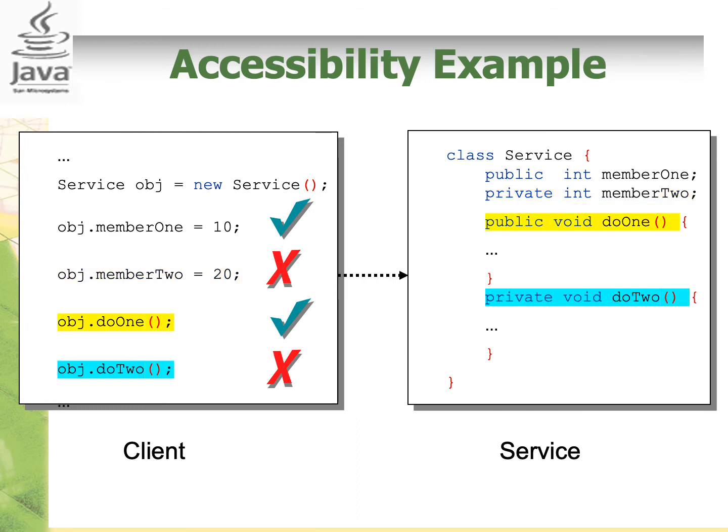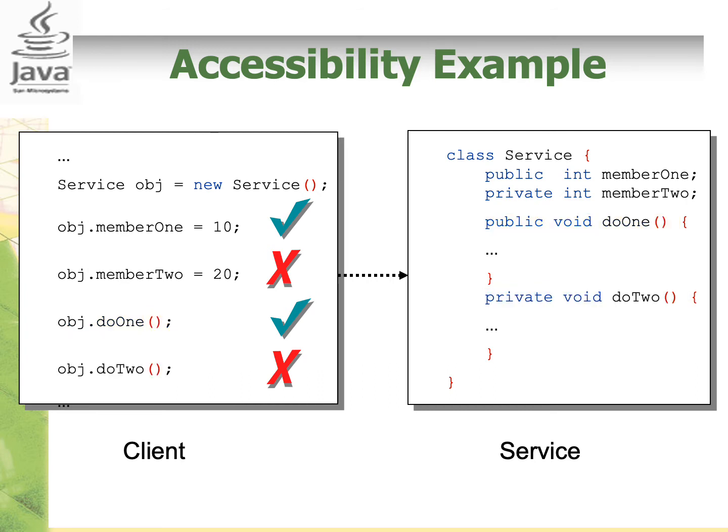Similar to data fields, methods work the same with the modifiers. The do1 method is public, so we can invoke it as usual by writing object.do1. However, as the do2 method is private, we cannot access it by writing object.do2. In fact, there is no way that we can access the do2 method from other classes.